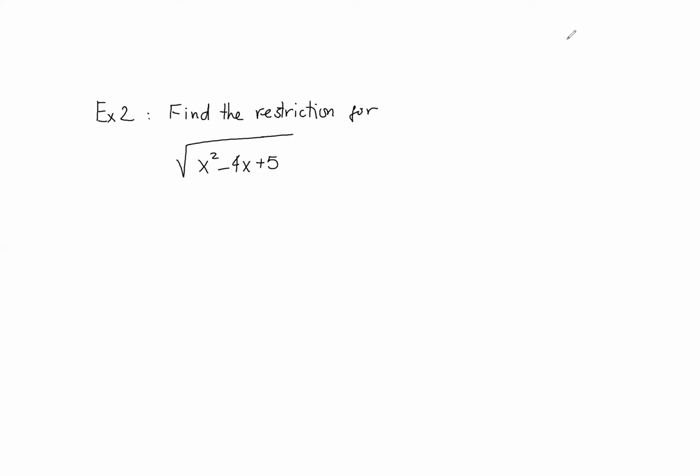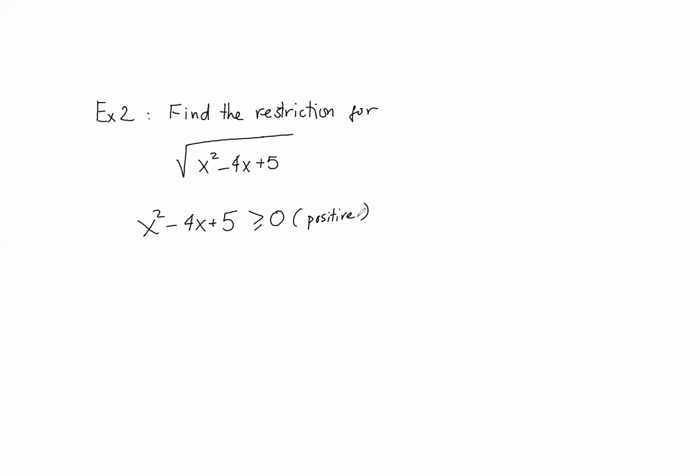With that being said, you need to set the expression inside the radical sign, which is the expression x squared minus 4x plus 5, and we want to find whatever x values make this expression greater than or equal to 0, or in other words, make it positive. Okay, so we want to solve this inequality.